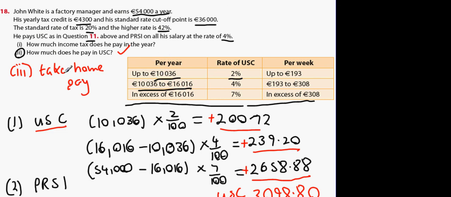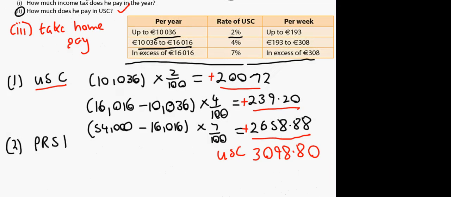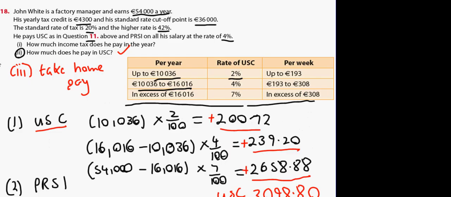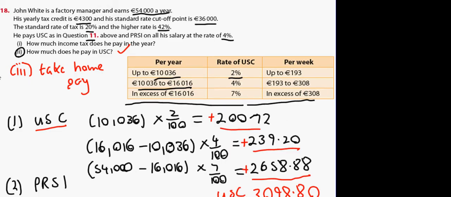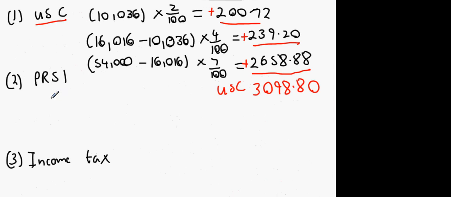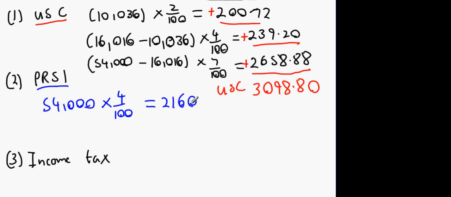So the second part is PRSI. Usually we do PRSI next. Okay? And to get PRSI we multiply 54,000 by 4%. So PRSI, which is in blue, is 54,000 multiplied by 4%, which is 4 over 100. And what do we get when we do that? 2,160. Okay.